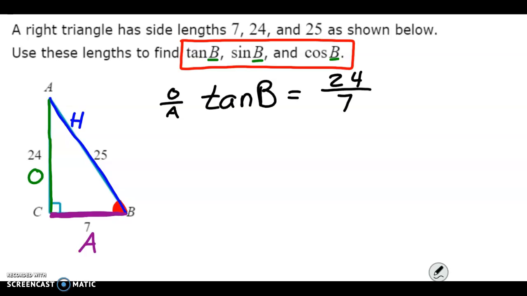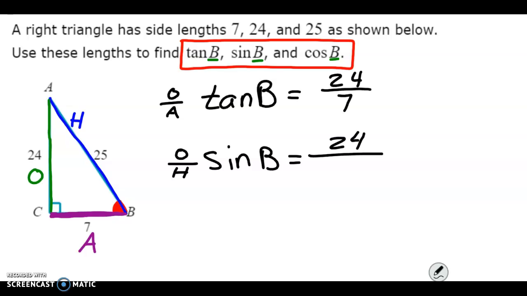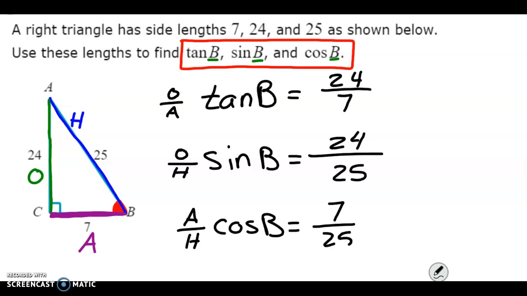Okay? Sine of angle B. Sine, so, SOH, is going to be that opposite over the hypotenuse. That opposite side from angle B is 24. And the hypotenuse, always in this triangle, that longest side, is 25. That one's done. And cosine of angle B, adjacent over hypotenuse, 7 over 25, and that one's done. And that's all you're worried about doing here for those problems where you're given all three sides.